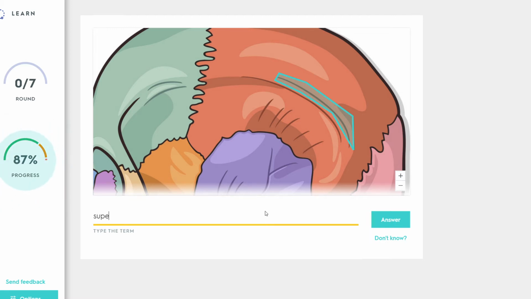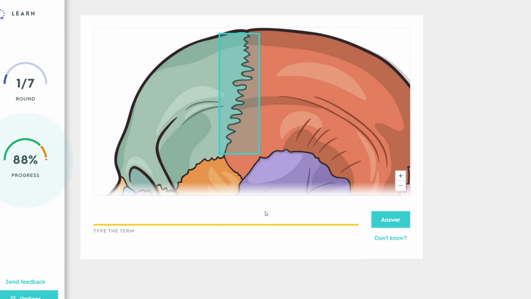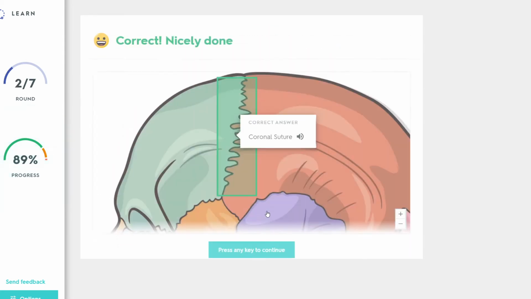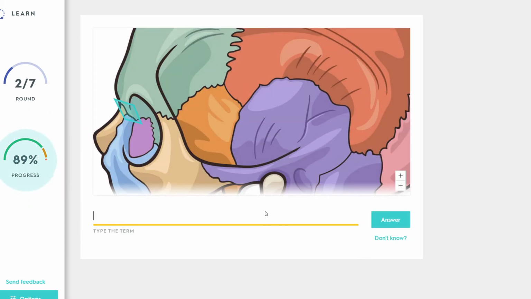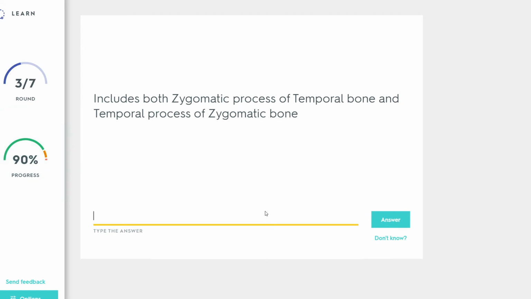Superior temporal line. Building those neurons, you know, to study this bone. I mean, the skull. Coronal suture. Yep. Okay, where are we? Oh, I see you. Frontal nasal suture. Finally got that. Man, it took forever. Includes both zygomatic process of temporal bone and temporal process of zygomatic bone.